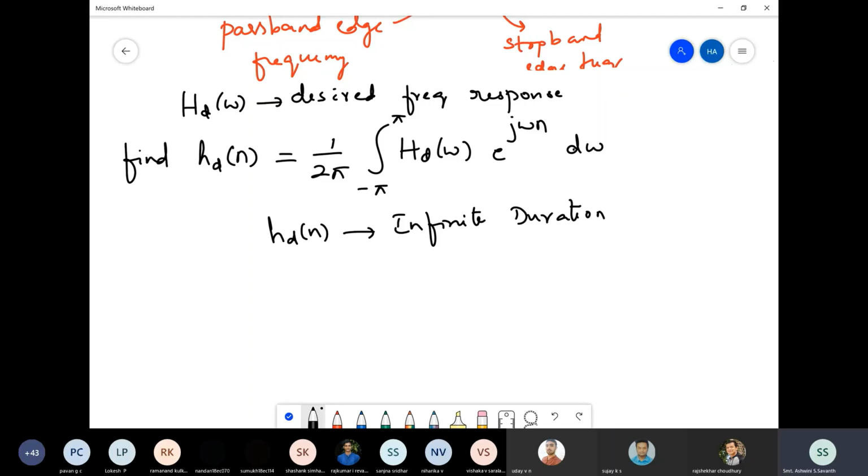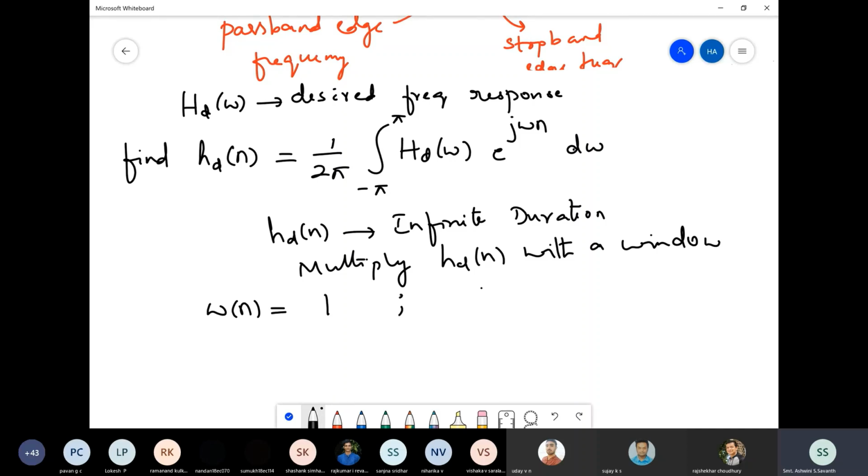Let us multiply HD of n with a window function. The simplest of these is the rectangular window. So what is the window function? The rectangular window that we are using is simple. It has an amplitude of 1 in the interval 0 to M minus 1 and 0 otherwise. A very simple window that we have considered is W of n.